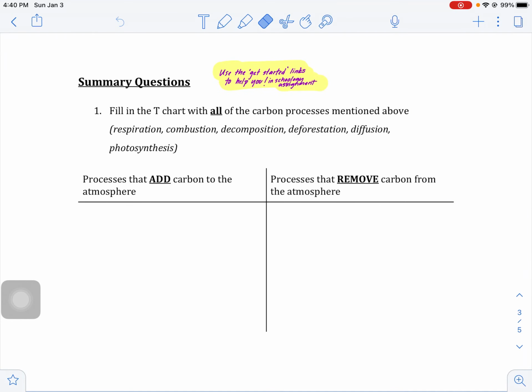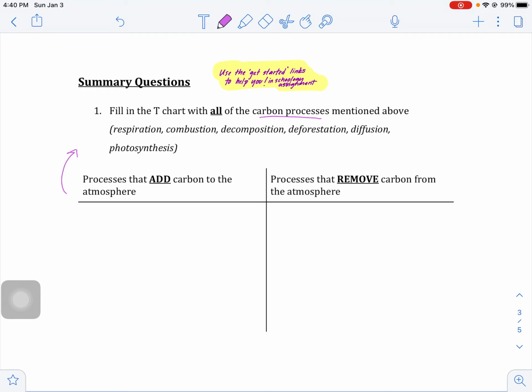So now that you've finished your picture and your notes, you should be firing up these summary questions. This first one is simply making a list of the different carbon processes that we talked about both in the notes and the picture, and kind of separating them into two categories. This one here is processes that add carbon to the atmosphere. So looking at your diagram, you're looking for the processes that put carbon in the air.